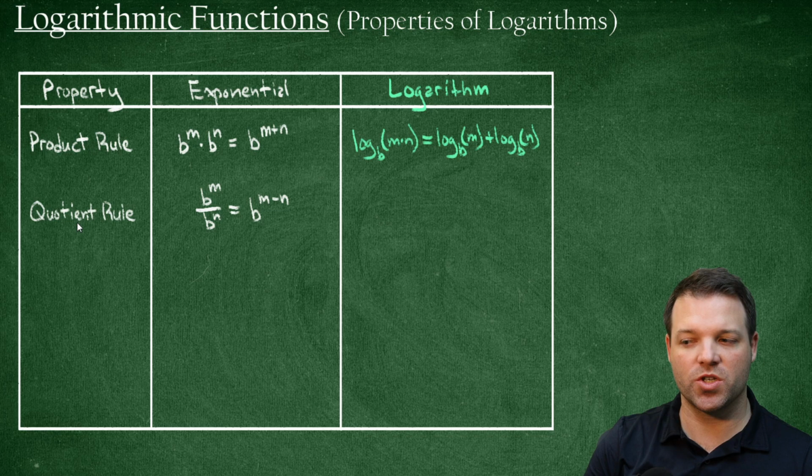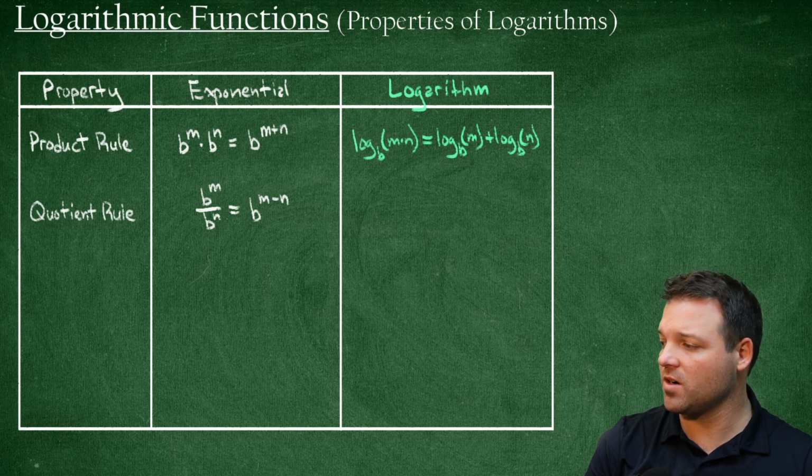We have the quotient rule, and for an exponential, that looks like b to the power of m divided by b to the power of n. Oh, and by the way, as I'm talking about these, it is important that all of these have the same base. Otherwise, you can't apply the rule. But anyways, if I have b to the power of m over b to the power of n, then that's equivalent to b to the power of m minus n.